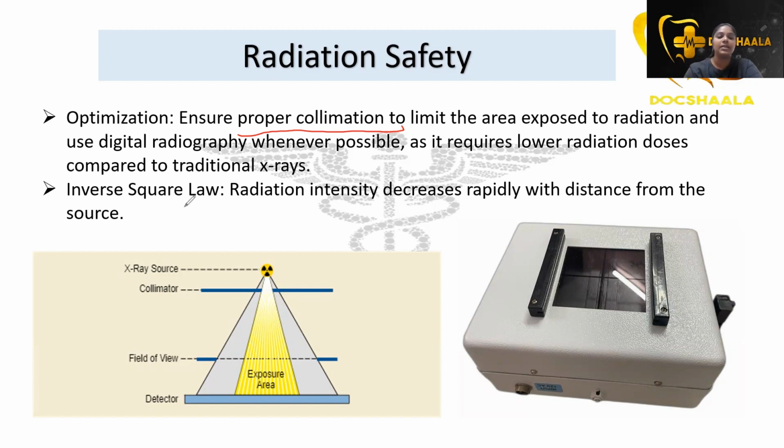And one more important thing is the inverse square law. The radiation intensity decreases rapidly as the distance from the X-ray source increases. If the distance between the source and the object is increased, what will happen to the radiation intensity? It will decrease. So this you should keep in mind. This is the inverse square law. This is how the X-ray is seen. And what is this? Collimator. Okay.